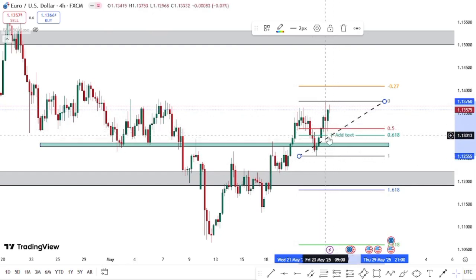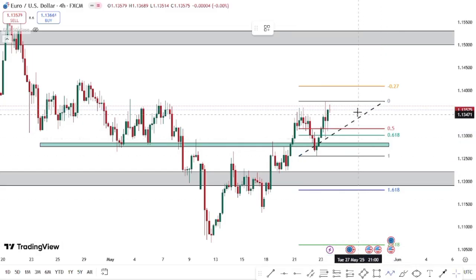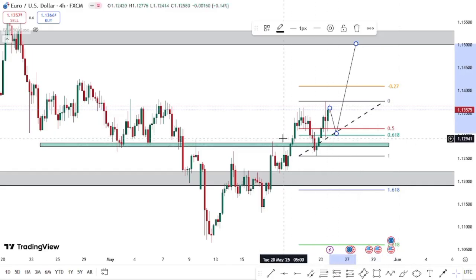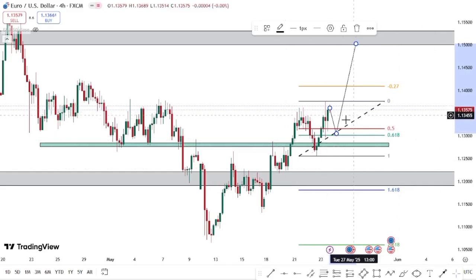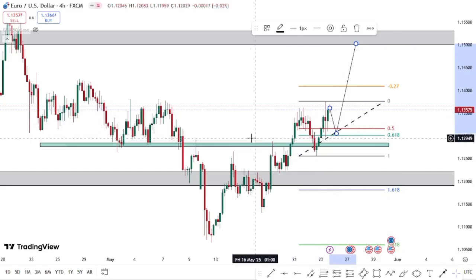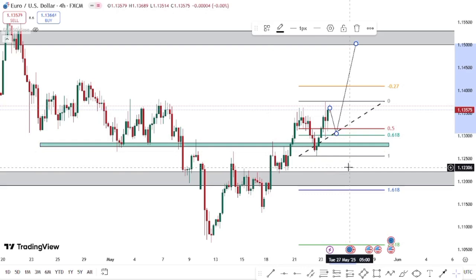But if Euro USD refuses to come back to test this particular zone, at least Euro USD should come back to make a test of this zone here before we start looking for buys. I want Euro USD to come back into the 0.5 and 0.618. I have seen people asking me why I like using the 0.618. If you also want to learn how to use this, you can chat me up, and I'm going to show you how to make use of the 0.5 and 0.618. But for now, that is not why we are here.